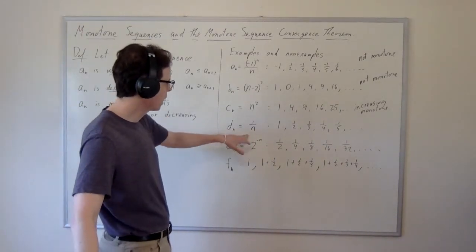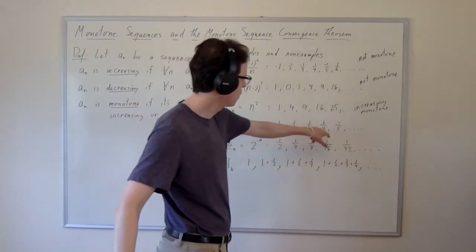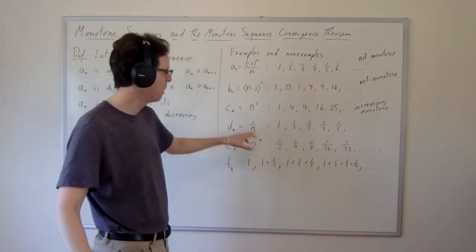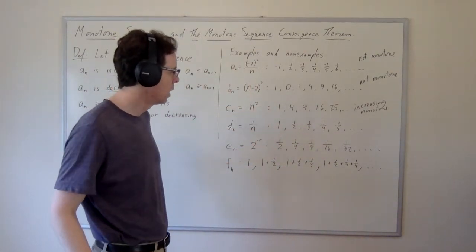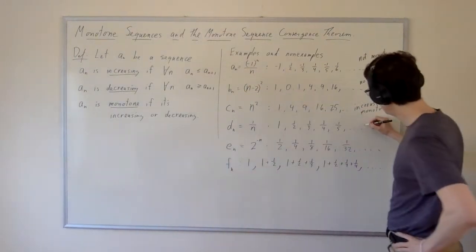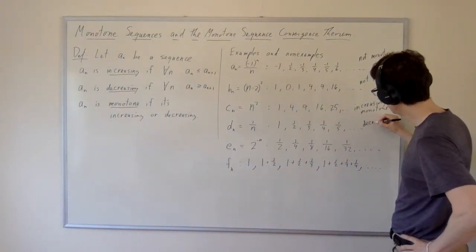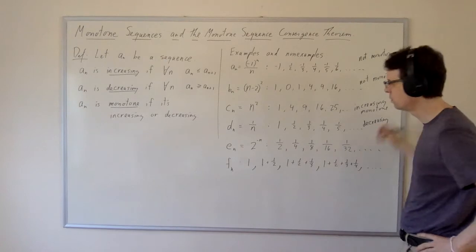What about the sequence 1 over n? 1, 1/2, 1/3, 1/4, 1/5. These are going down, right? As n gets bigger and bigger, these go down. So this is a decreasing sequence. And because it's decreasing, it's monotone.